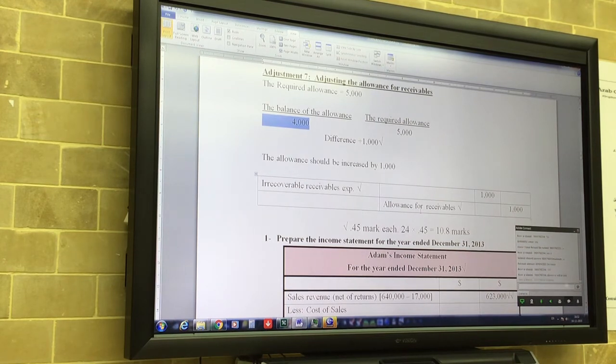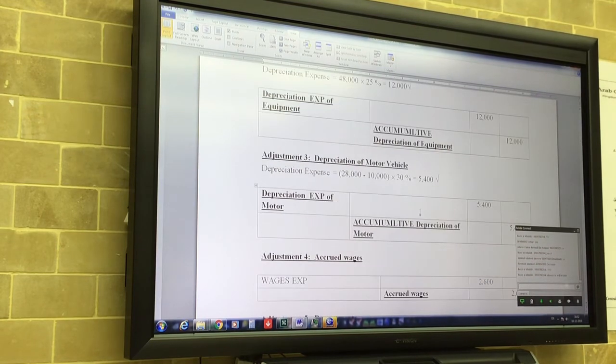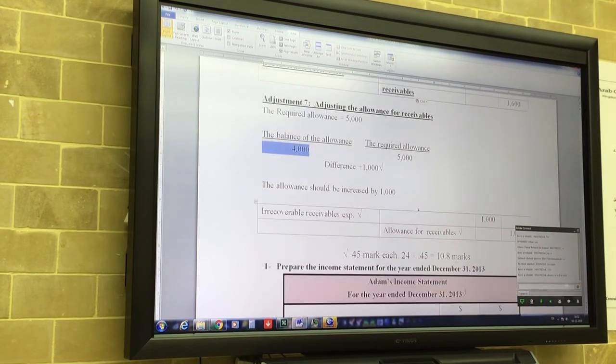What's the entry? If the balance was 4,000 and he asks you to put the balance at 3,000, the difference is 1,000. Will it increase or decrease? It will decrease. So if we ask you about a decrease, you will go to this entry and put allowance for receivables as a debit and unrecoverable receivables expense as a credit.